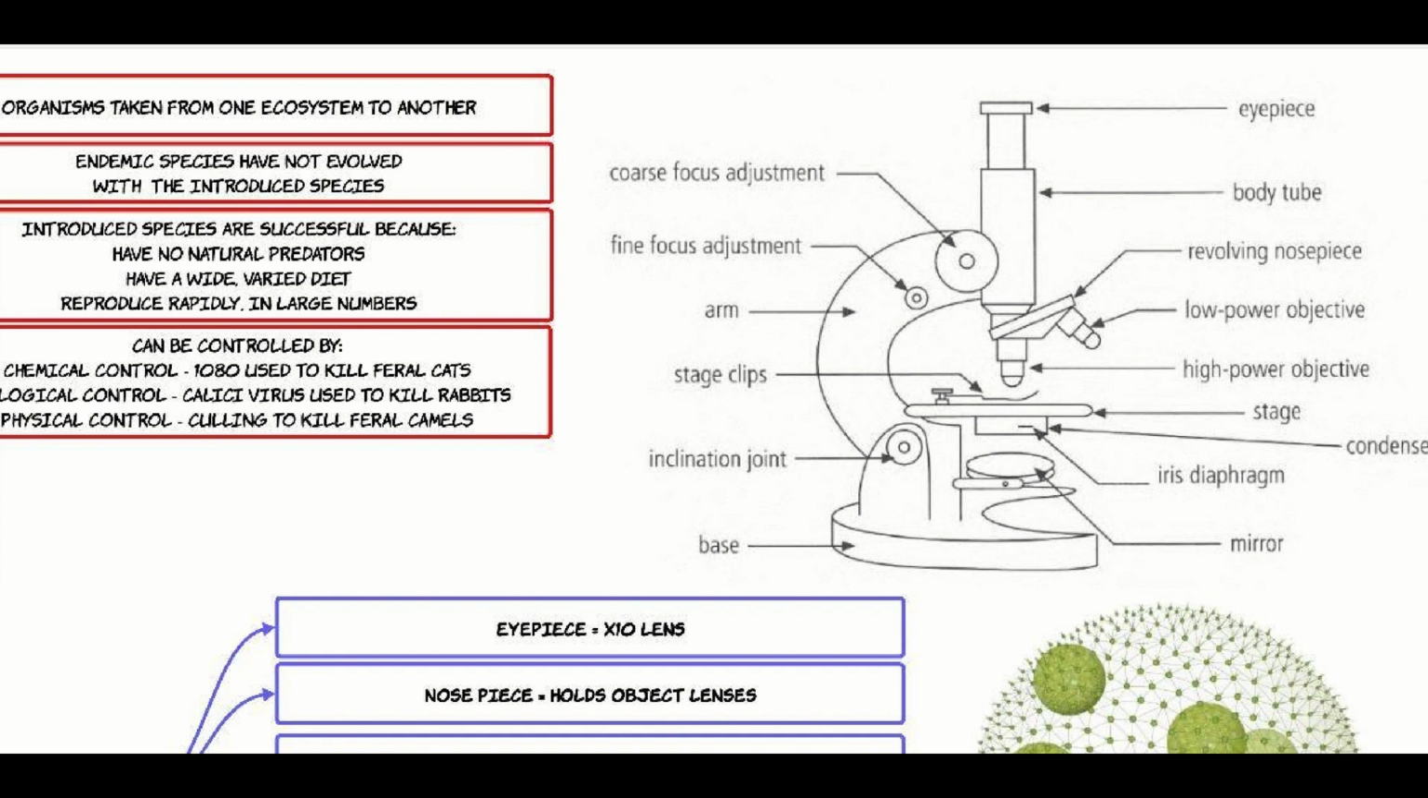You should be aware of the parts of the microscope. The eyepiece is normally times 10. There is the body tube that connects the revolving nose piece to the eyepiece. There is the arm that connects the top to the bottom. There are coarse and fine focus knobs that adjust the level of the stage. The stage is where we put the glass slide, and the stage clips hold the glass slide in place. The light and the condenser focus light through the stage into the eyepieces. The base holds it all steady.